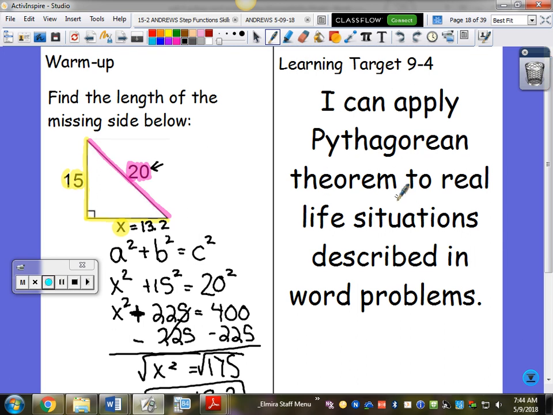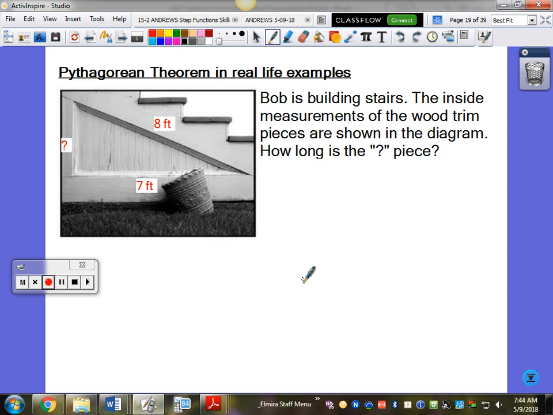All right, our learning target for today is: I can apply the Pythagorean theorem to real-life situations described in word problems. Pythagorean theorem, again, guys, pause, ask to have things paused when you need to. Bob is building stairs, the inside measurements of the wood trim. So when I say wood trim, I'm going to start with our highlighter here. Actually, I'm not. We can see our right angle right there, and there's some trim pieces on the inside here.